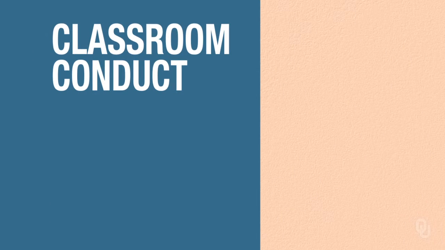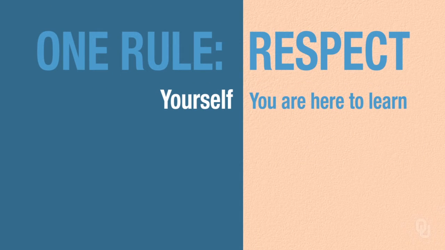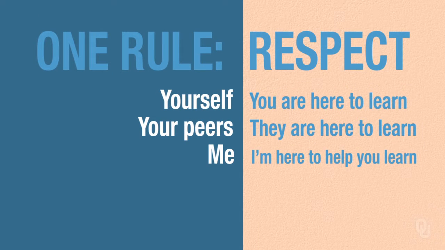Now, when I teach in the classroom, I have a long list of appropriate classroom behaviors, and I want to point out that this applies even to the online classroom. You have one rule: respect. You're here to learn, your peers are here to learn, and I'm here to help you learn. That means you respect everybody.